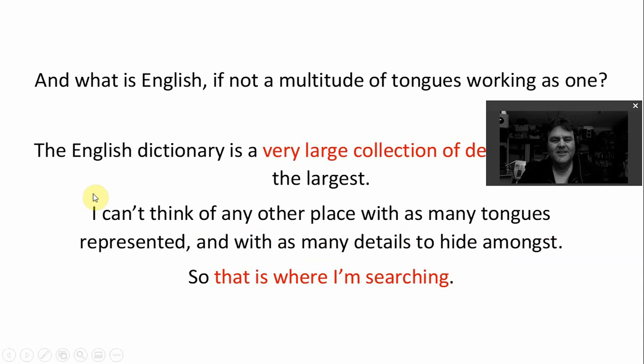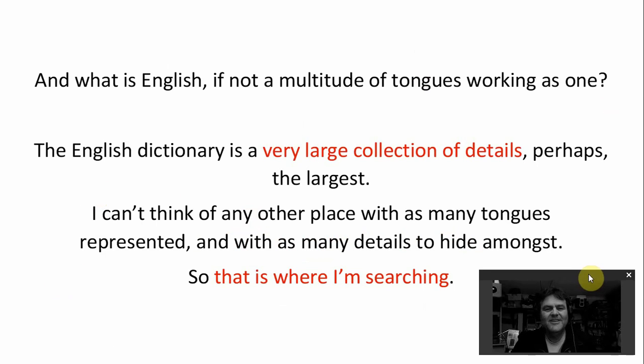And I got to thinking, well, the English language that we have, what is it if it isn't a multitude of tongues working together as one? It's the joining of all these strands of language in French, Italian, Latin, Germanic, probably Gaelic. It's a big mix-up of all these different dialects, these different languages.